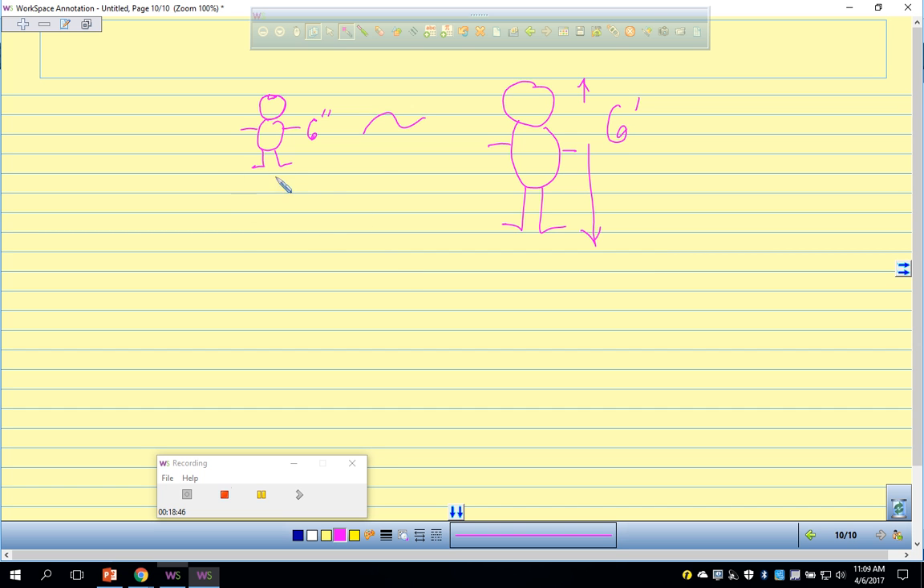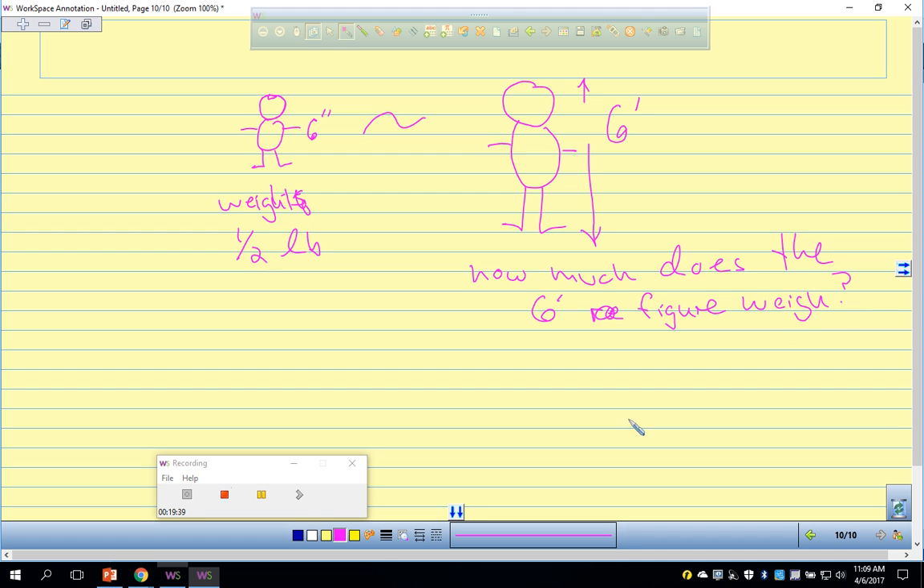Okay? And say in real life that the weight of this guy, if I make it out of this, the weight of this guy is half pound, 1/2 pound. So I make this little 6-inch model, okay, and he weighs half pound. How much does the 6 foot real or actual figure weigh? Can anyone tell me how I'd figure that out?